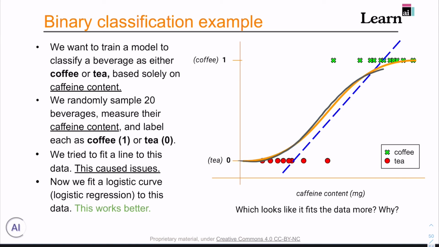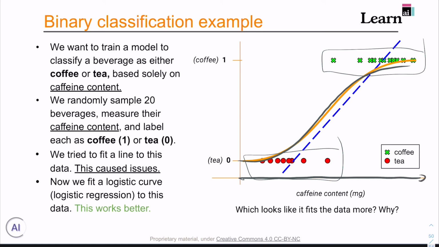And we have our coffee examples up here and our tea examples down here, right? So we want to classify between coffee and tea. And we're basing it on caffeine content, which is our x-axis down here. So say we sample 20 beverages and we plot them here, right? And we measure their caffeine content and we label them coffee or tea. We know whether they're coffee or tea. So this is our training data set, these red and green shapes.